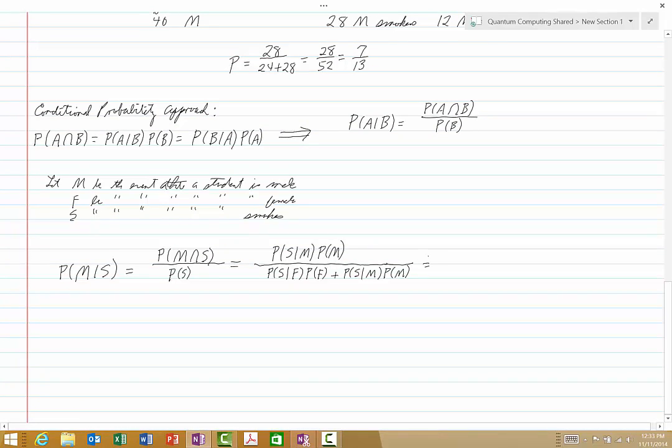Let's see how it goes. The probability that a student smokes, given that the student is male, we were told is 70%. 70% of males smoke. The probability that the student is male, that's 40%. The probability that the student smokes, given that the student is female, well, 40% of females smoke, so that's 0.4. And the probability that a student is a female is 60%.